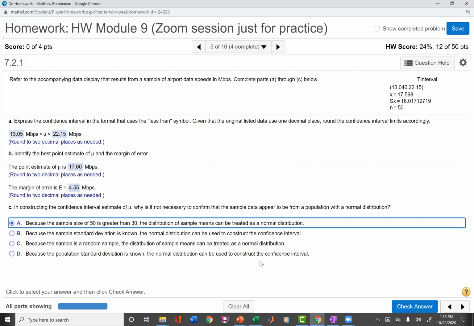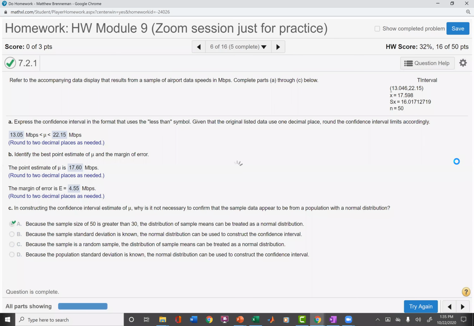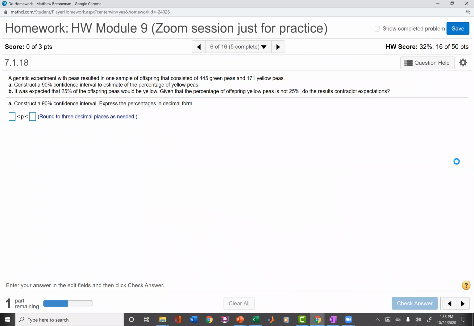Does that make sense? Does that seem reasonable? Okay, very good. All right. Now, this is a problem that threw a lot of people when we did hypothesis testing. So I'm going to go ahead and read this.